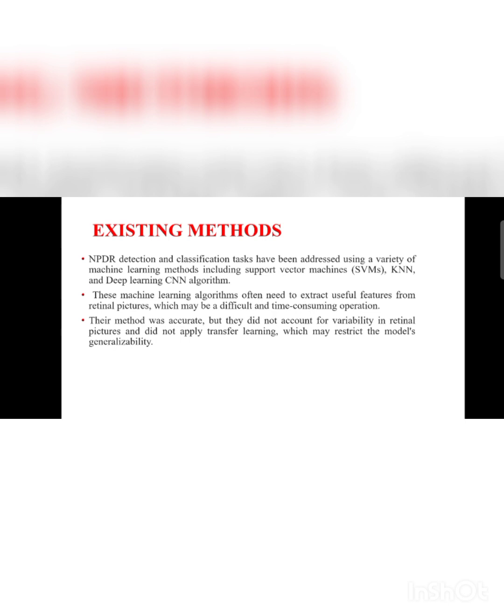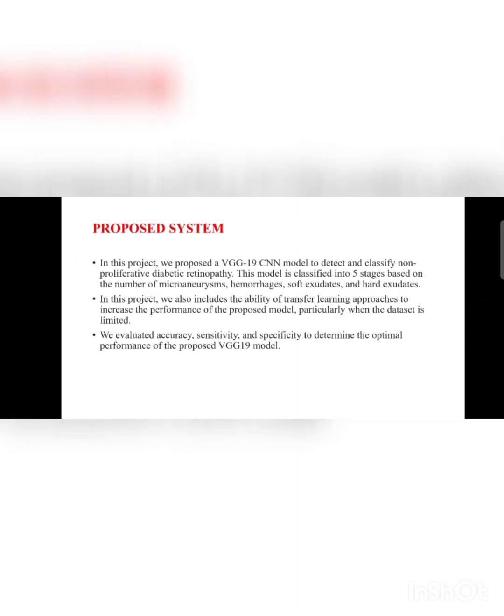NPDR detection classifications have differences. These machine learning algorithms often need to extract useful features from the retinal pictures, which may be difficult. In this project, we use the VGG19 CNN model to detect and classify non-proliferative diabetic retinopathy. This model classifies into 5 stages based on the number of microaneurysms, hemorrhages, soft exudates, and hard exudates that are there.